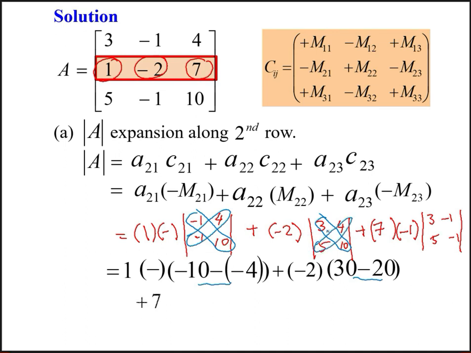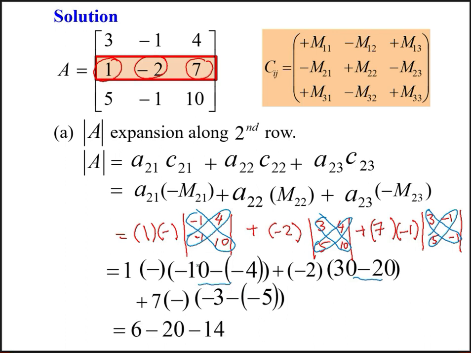Keep on writing them down. The last one comes from 3 times -1 minus 5 times -1. Make sure you always put a bracket whenever you have a negative sign and when it means negative. Simplify that and your answer is -28.